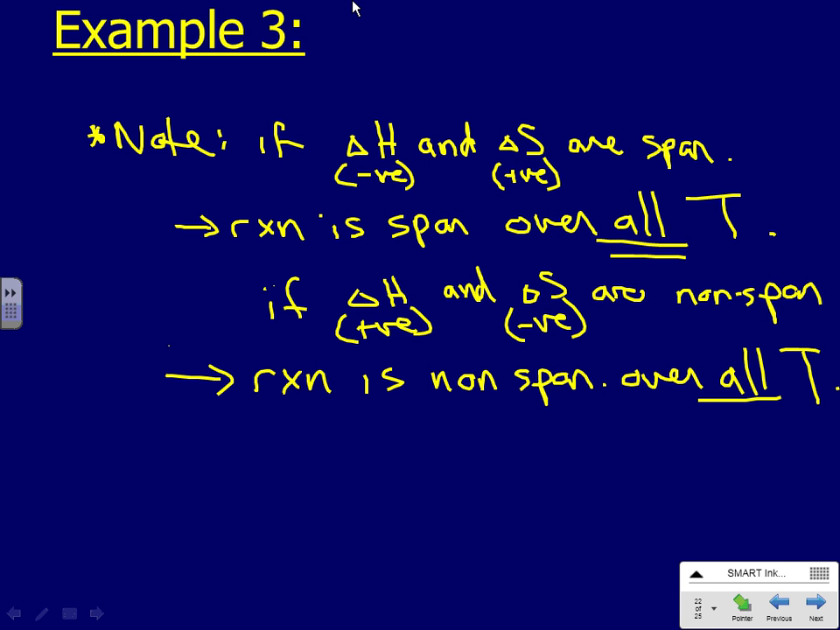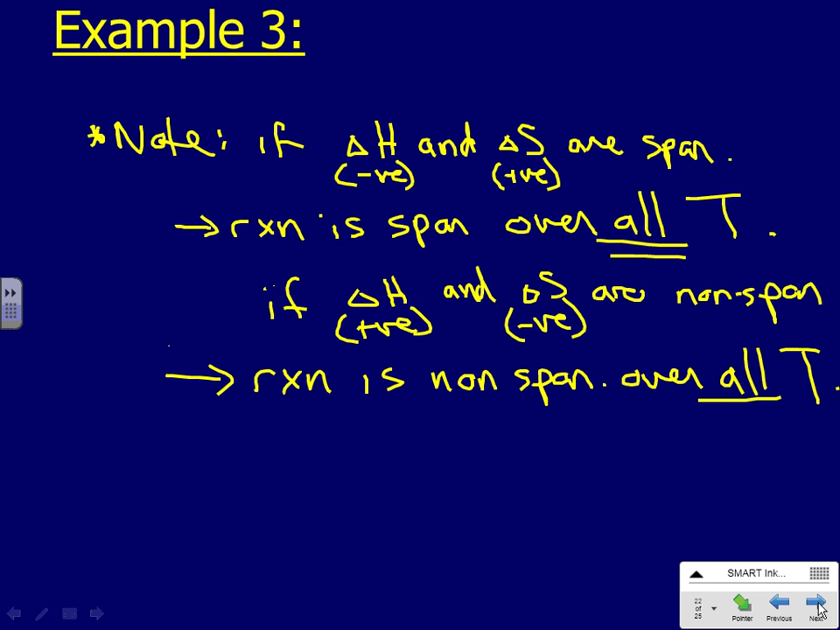It's only where the signs are the same, and you have that reversible situation where you've got that crossover point, that where it's hotter, it's either spontaneous, and colder, it's not spontaneous, or the other way around, depending on what you're looking at. All right?